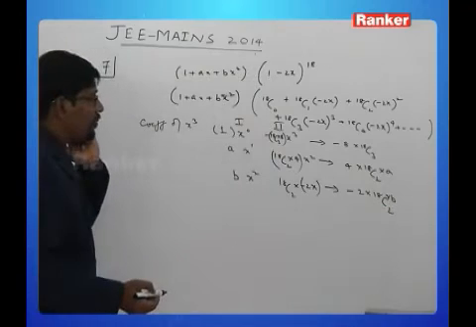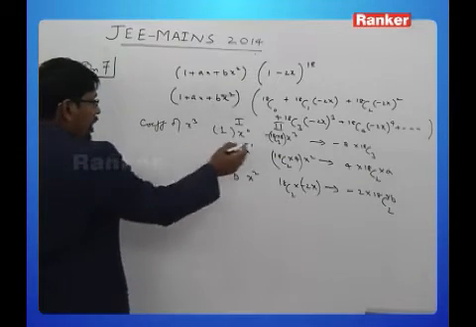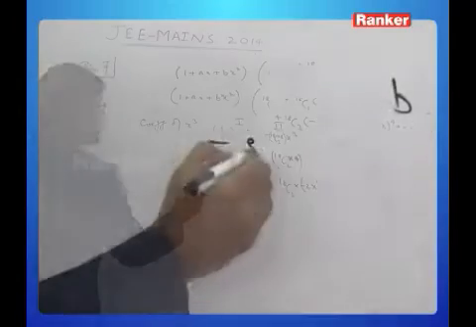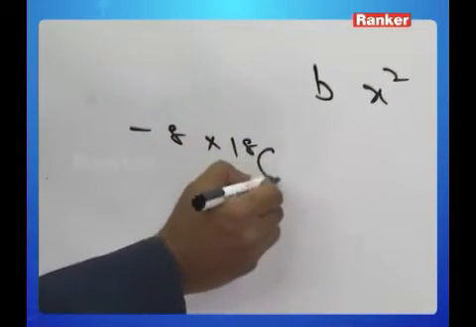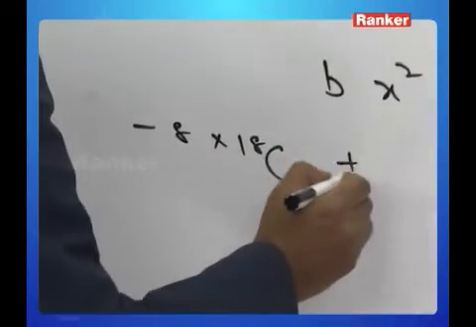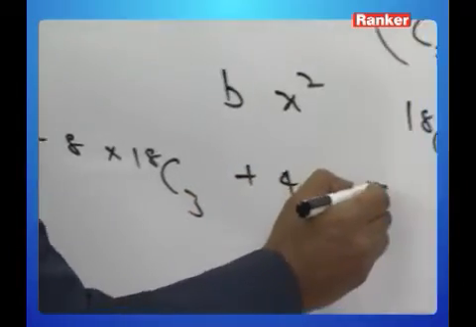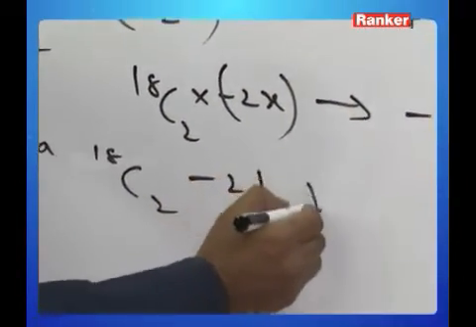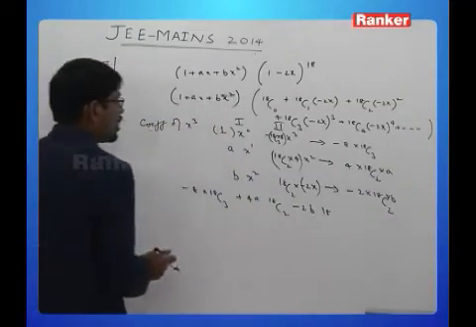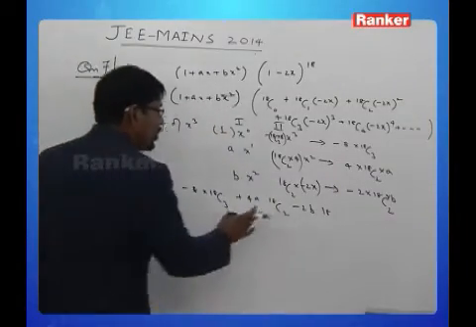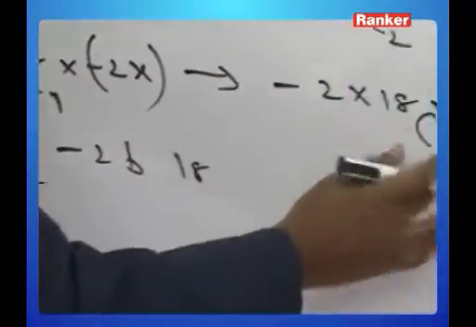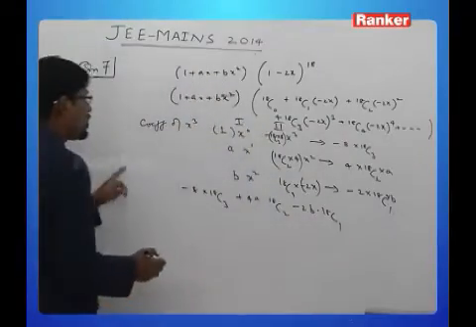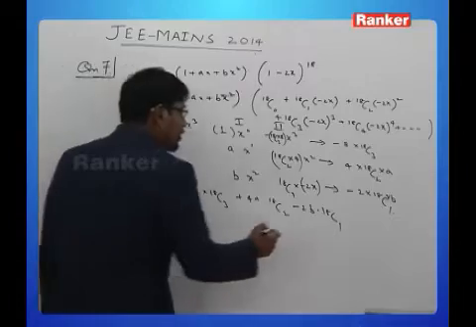So when I'm looking at the coefficient of x cube, I have to add up all of this. So what do we have here? Minus 8 into 18C3 plus 4 into 4a into 18C2 minus 2b into 18C1. This is the coefficient of x cube, and that has to be equated to 0.